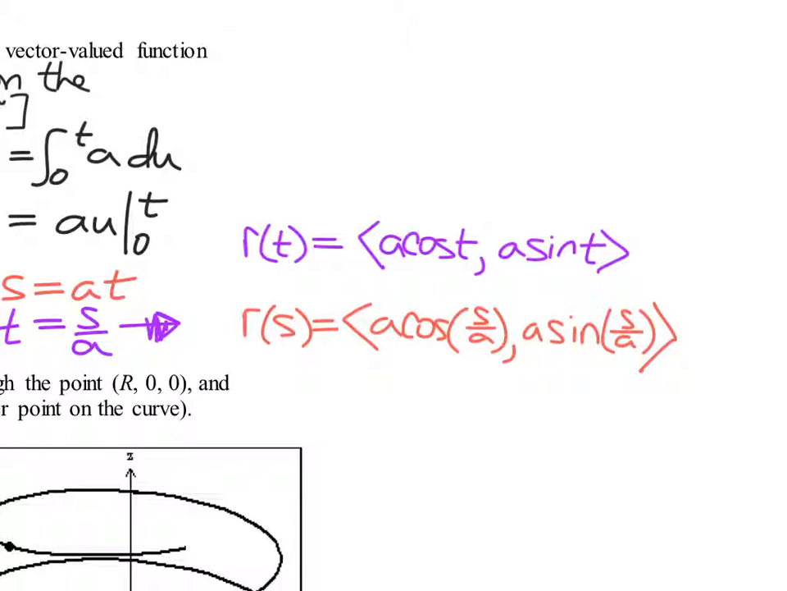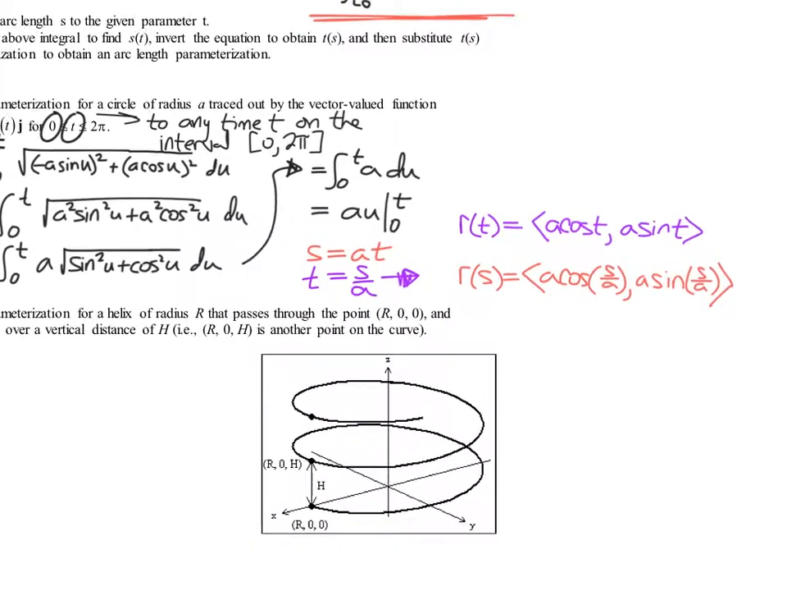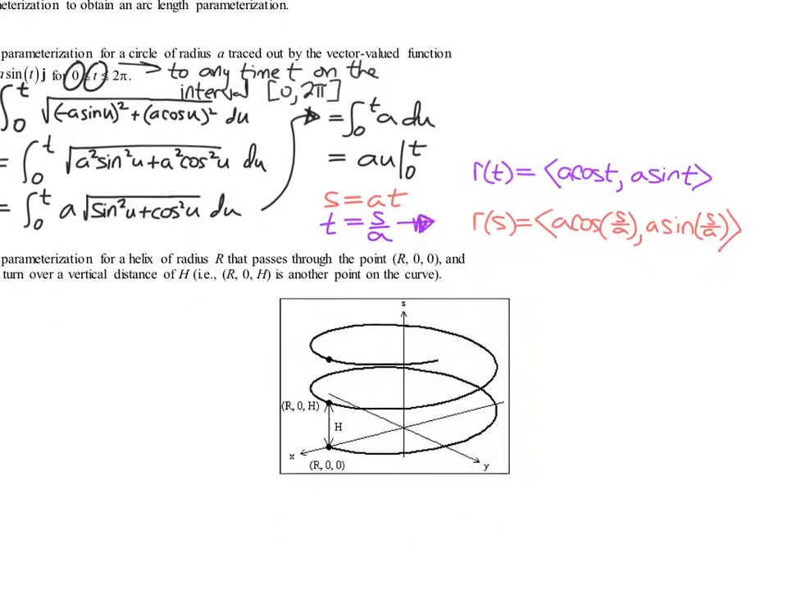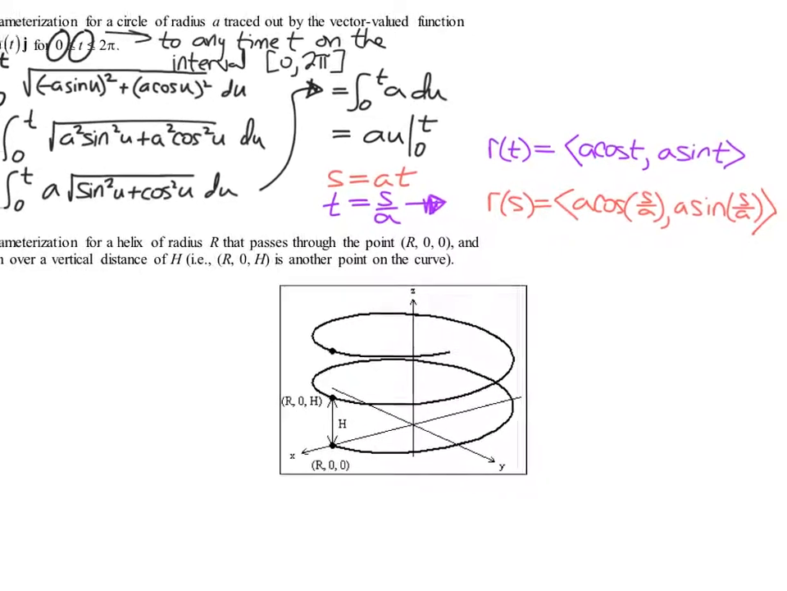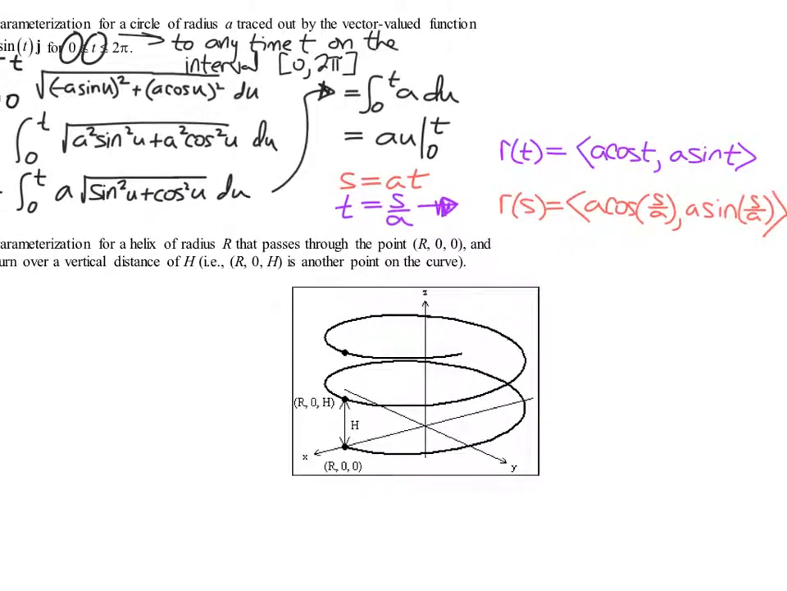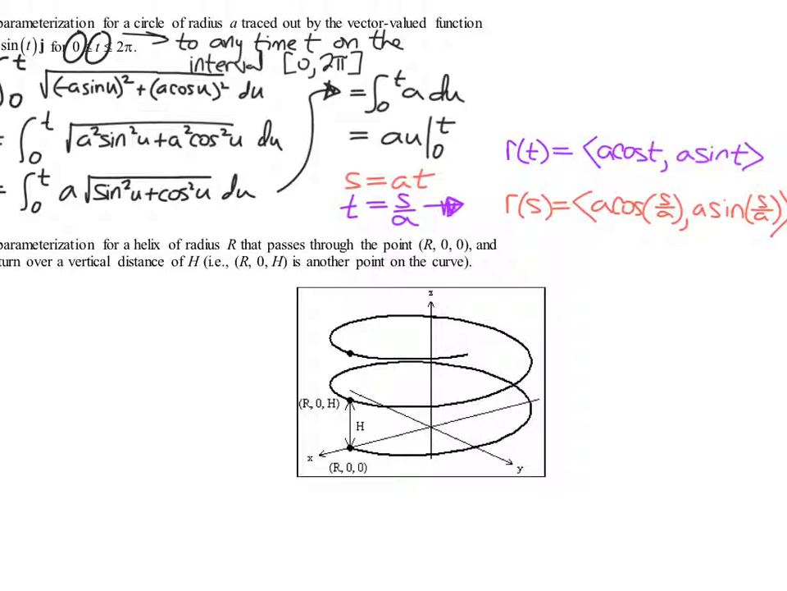But since the relationship is that t is equal to s over a, we can make the substitution here. So that would give us, provided that we know the information related to the a value, the ability to parameterize in terms of arc length.